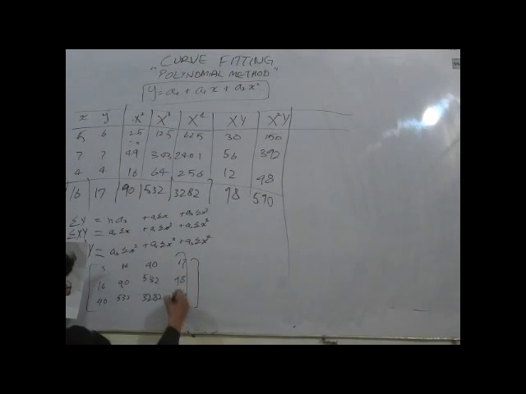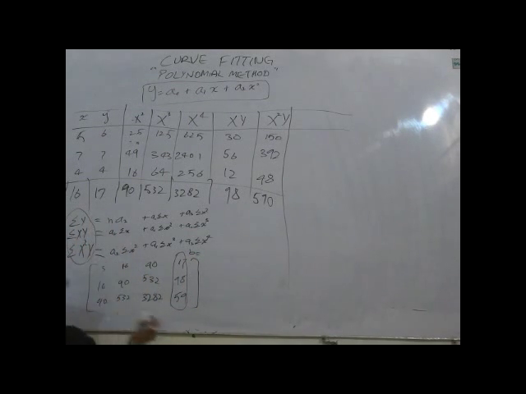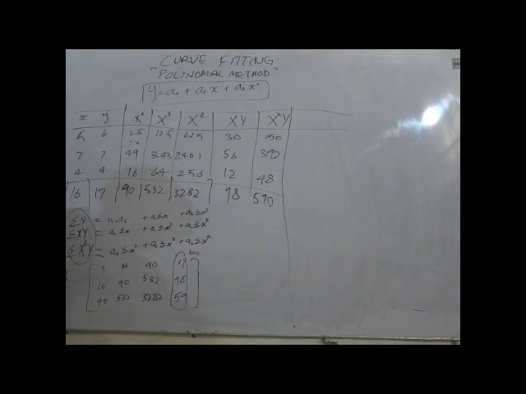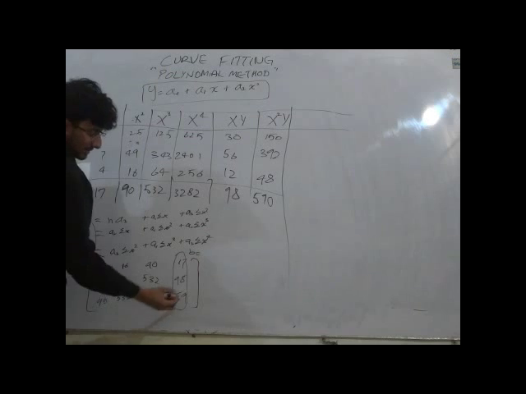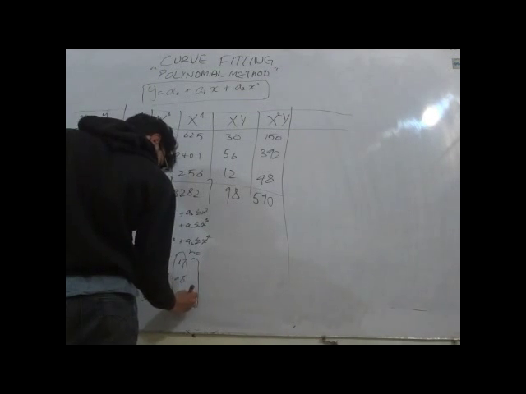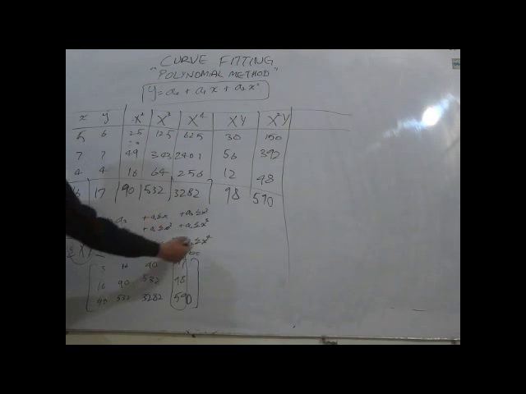What are these things? We call it B, and it is all these values, as I can show you. 70, the summation of y, 98, summation xy, and summation x square y, 590. Okay, 590. And these are the coefficients of this matrix.